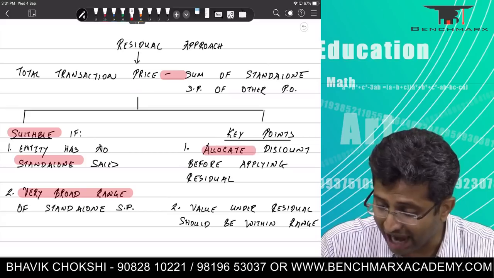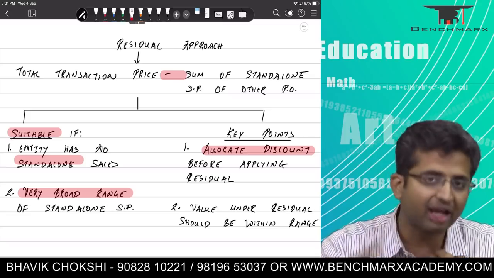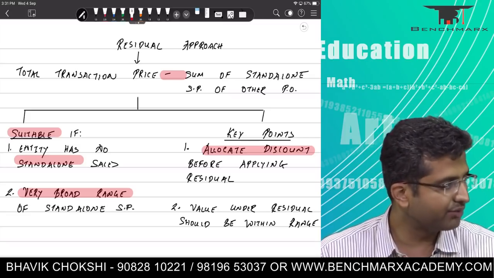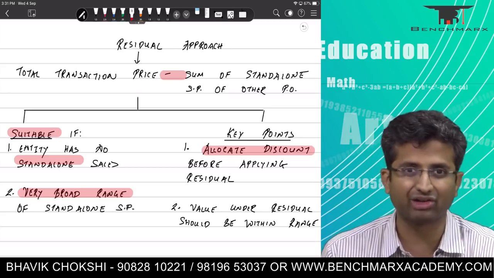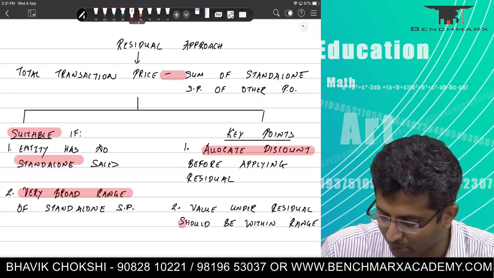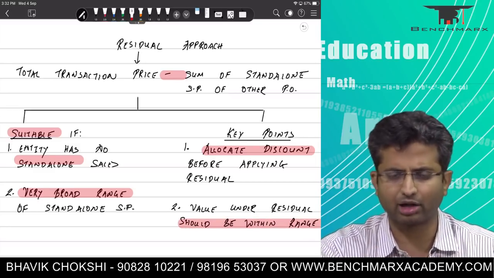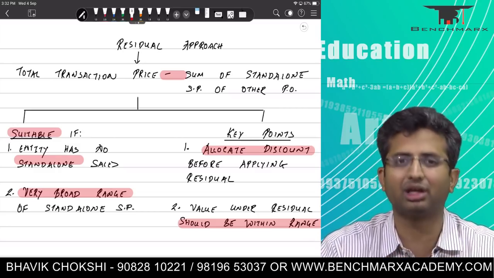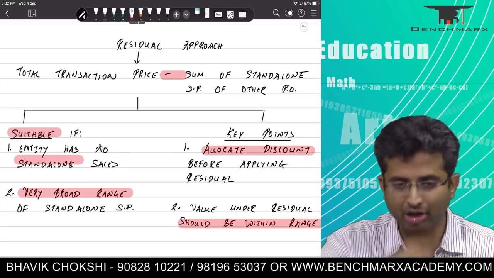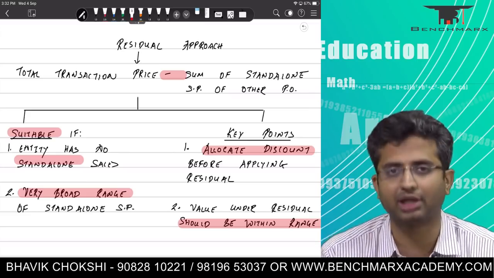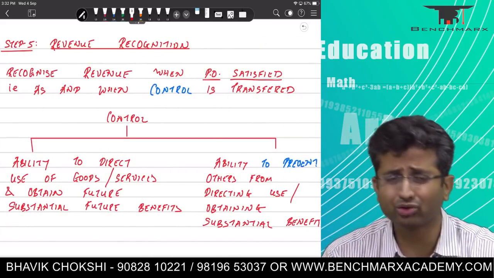Key points: you first allocate the discount before applying the residual model. You first allocate the discount to all the obligations and then find the balancing figure. Otherwise, invariably all the discount will be taken up by the residual obligation only. And the value under the residual model should be within the range. If you have a range of standalone selling prices, your final answer should be within the range. So if you're selling a pair of jeans between 300 and 1000 as a roadside vendor, your residual approach should also give you an answer between that. It can't be 1500, it can't even be 100. So that is about the residual approach and allocation.